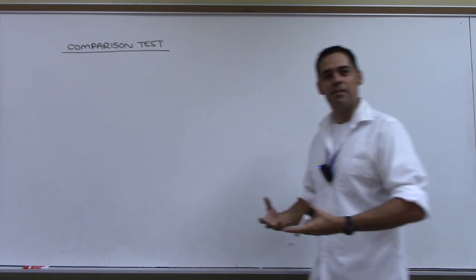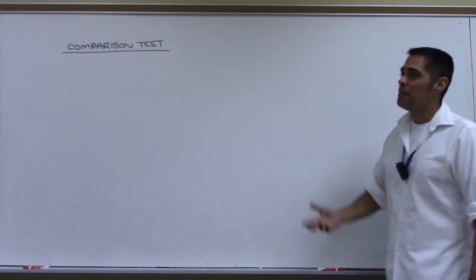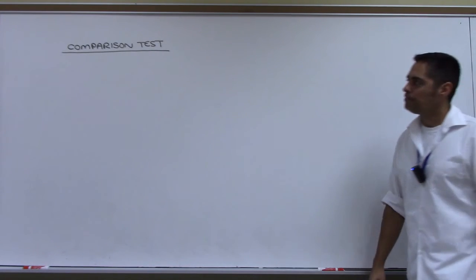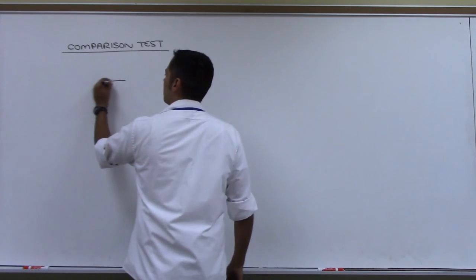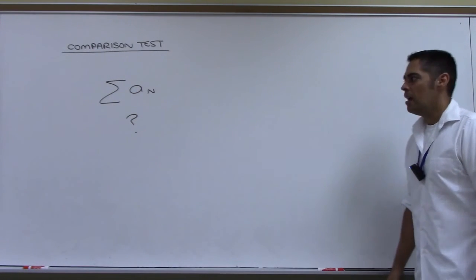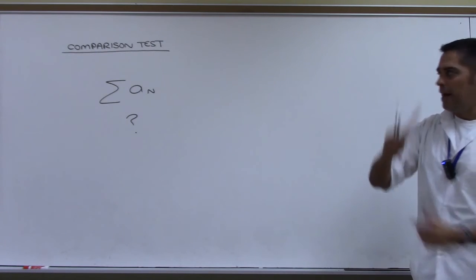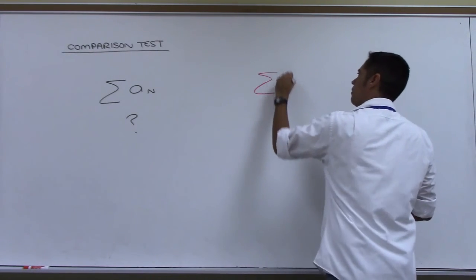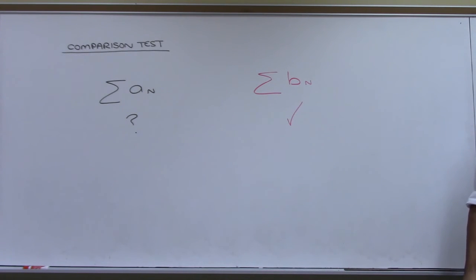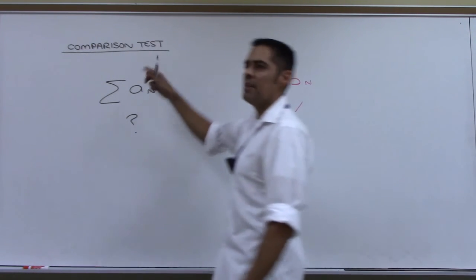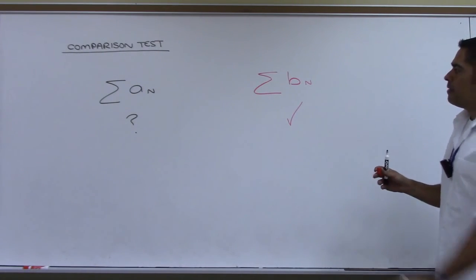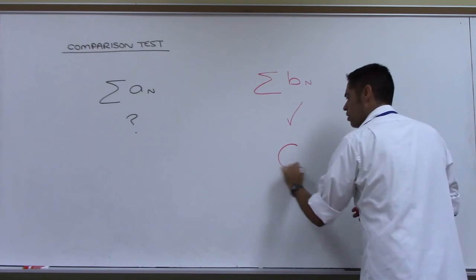How about the comparison test? Well, here's how the comparison test works. And I think I can summarize this one pretty clearly. Let's say that I have a series right here that I don't know what it does, and then I've got this other series over here in red, and I do know what it does. Now think about the word for this test, comparison. You're going to compare, right? So what if I told you that this one converged?